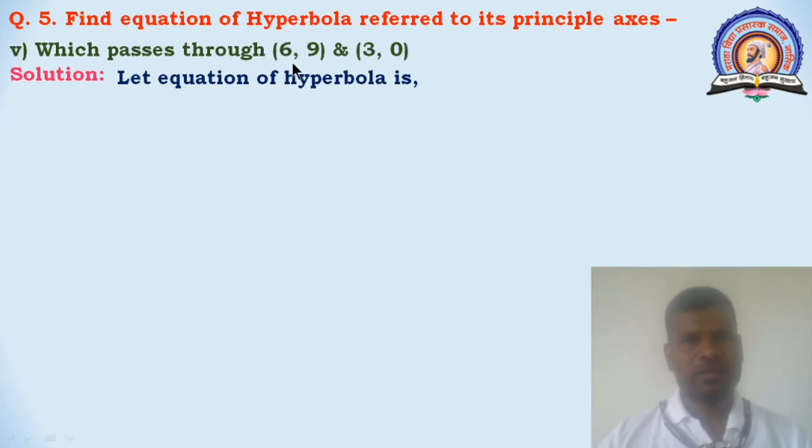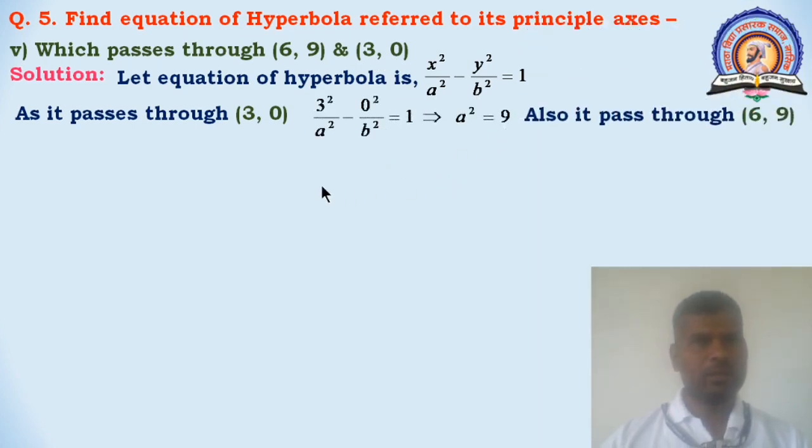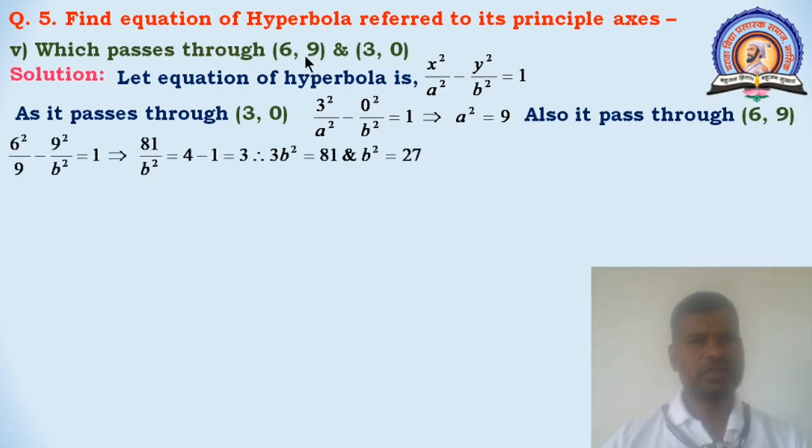These two points, (6, 9) and (3, 0), lie on the hyperbola, which means they satisfy the equation of the hyperbola. So we will put x equal to 3 and y equal to 0 in the equation of the hyperbola. You will get a square is equal to 9. Now put x equal to 6 and y equal to 9 in the standard equation of hyperbola, and putting the value of a square equal to 9, you will get b square is equal to 27.